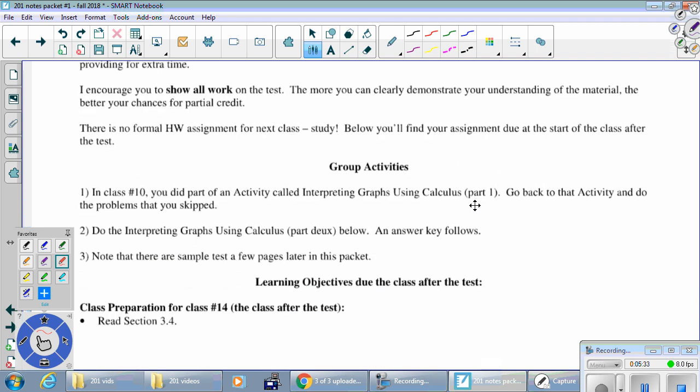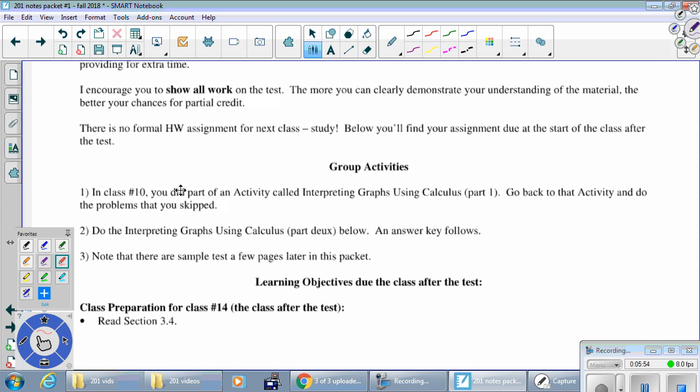I encourage you to show all work on the test. The more you can clearly demonstrate your understanding of the material, the better your chances for partial credit. There's no formal homework assignment for next class, but for sure you should be doing a lot of studying. There is an assignment due at the start of the class after the test. It's a reading assignment, so hopefully you've been keeping up with your reading, but after you take the test, do that reading right there.